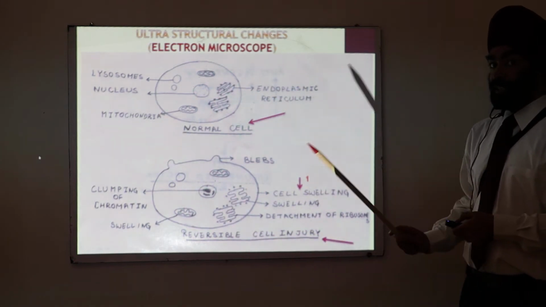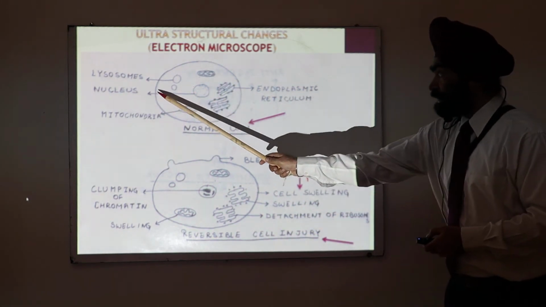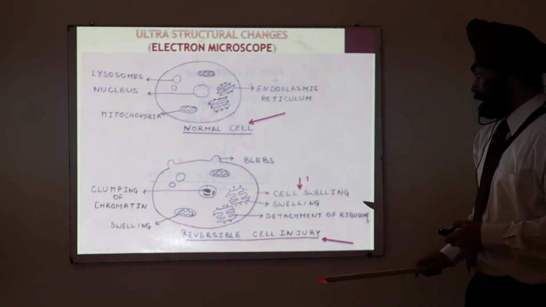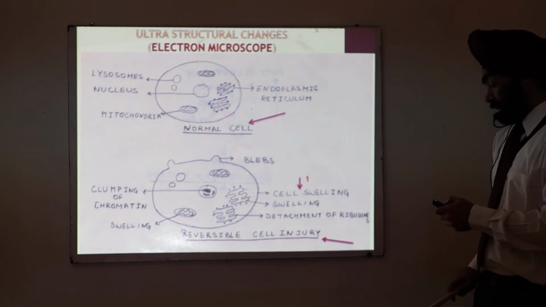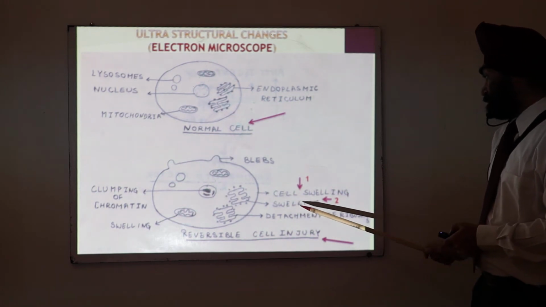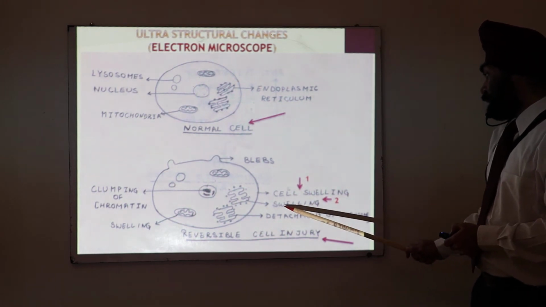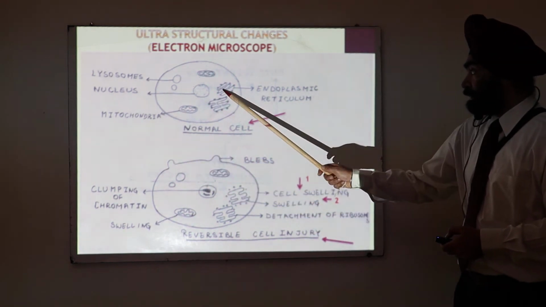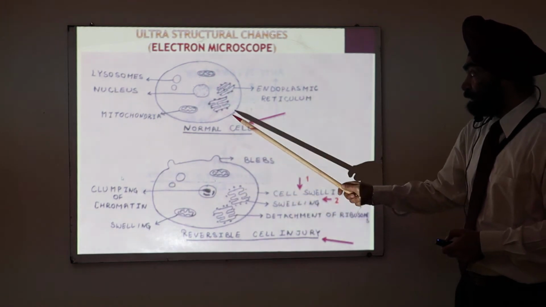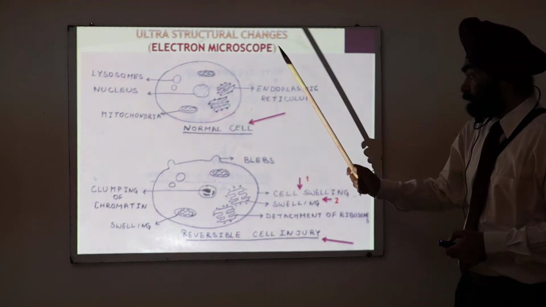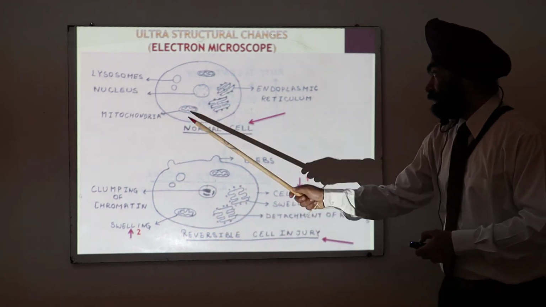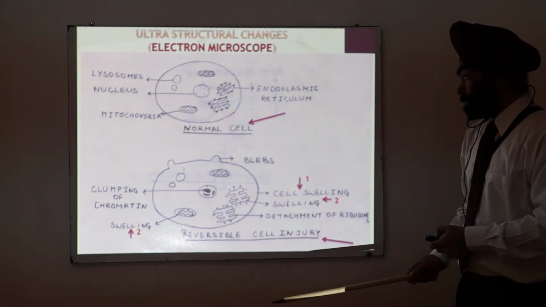So what is the major thing? You can see the size of the cell is increased. Number one, cell swelling is the first sign. Number two, swelling of the organelles also, not only the cell. If you see the size of the endoplasmic reticulum, it is much larger. So this is the swelling of organelles. Third thing, obviously the mitochondria are also swollen.